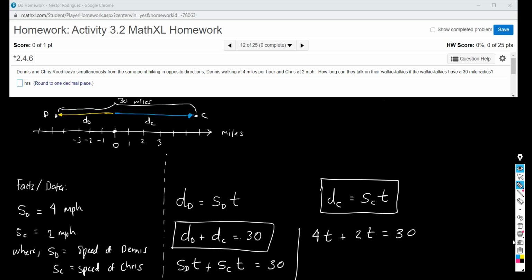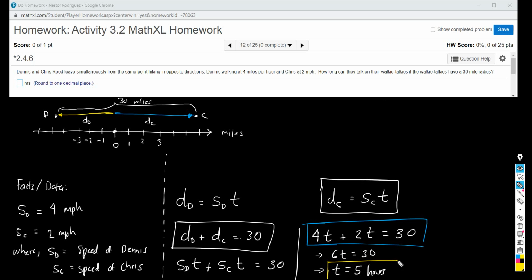And that's it, guys. Once we get to an equation like so, we can notice very quickly that all we have to do now is solve this equation for t. Let's solve it. It's very simple. This is going to be 6t equals 30, and therefore t equals 30 over 6, which is 5. 5 what? 5 hours, because we're talking about hours, right? So this is my solution.